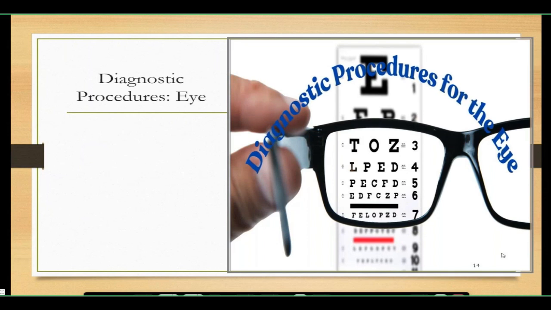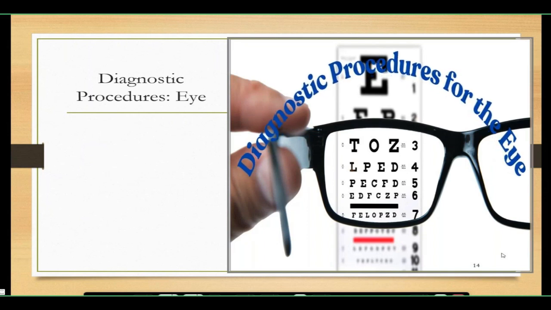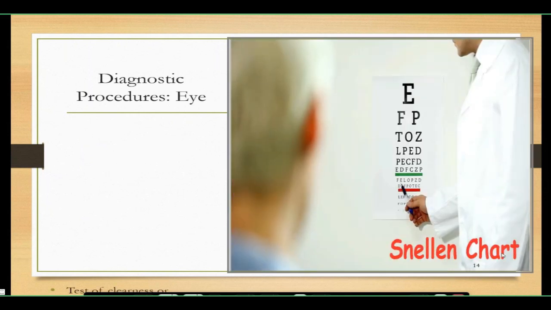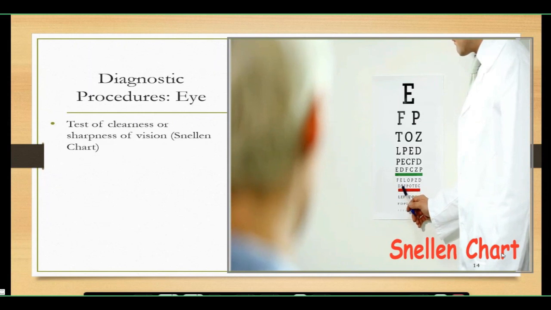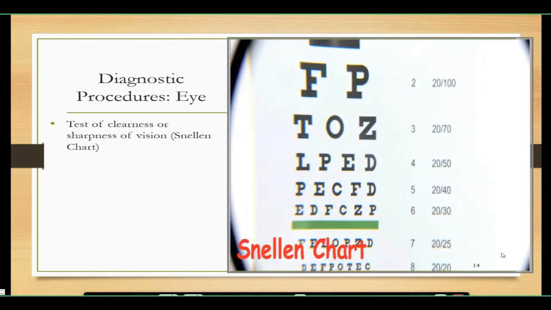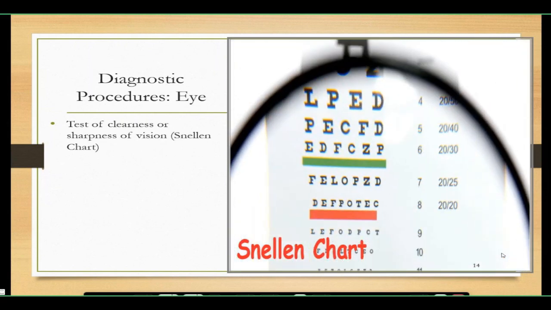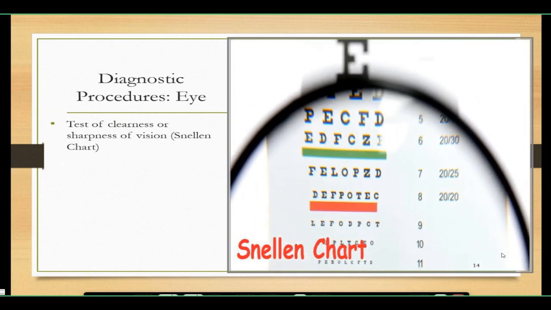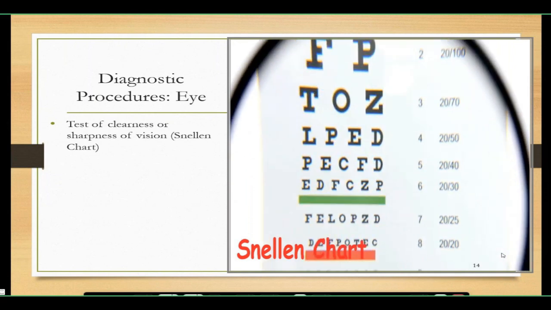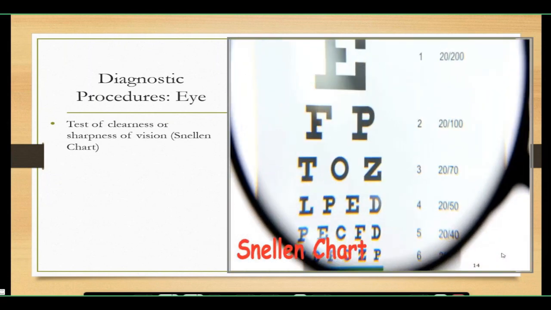Let's review some diagnostic procedures for the eye. The Snellen chart is the eye chart with the big E that you have likely seen. It is a common method of determining clearness of vision. It compares one's visual performance with that of an individual with statistically normal 20/20 vision.